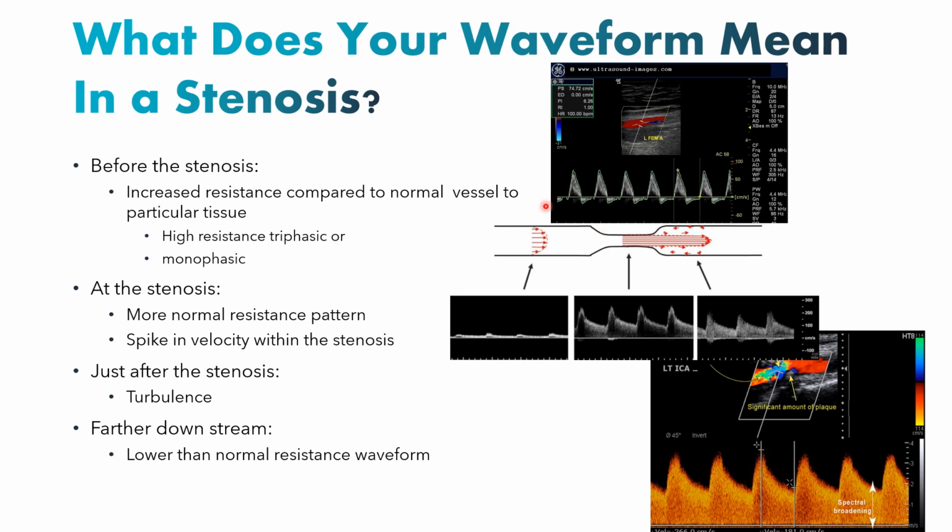So coming into the stenosis, we have higher resistance. At the stenosis, we're going to have a drop in resistance, but an increase in velocity. Post-stenosis, we're going to get some turbulence, so you'll see some spectral broadening. You might see some reversal of flow, all of that here in the turbulent area. And then as you go farther and farther from the stenosis, you're going to end up with a lower than expected resistance flow.